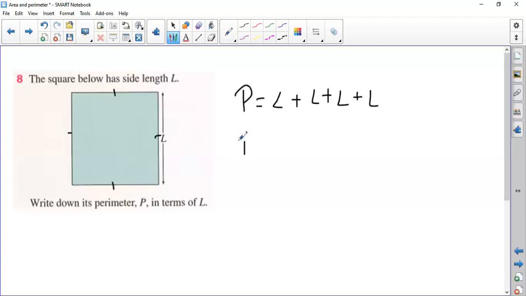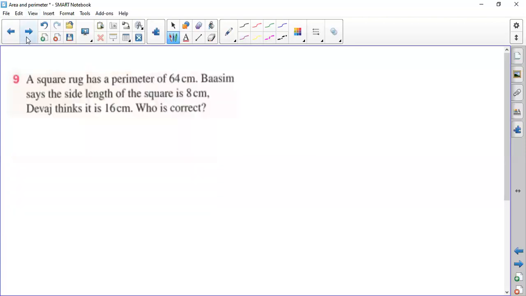So what is the perimeter of a square? It is 4 times L. Okay, so we can shortly say that to find the perimeter of the square, we have to multiply the length of one side by 4. Okay, 4 times L. Let's see some exercises.